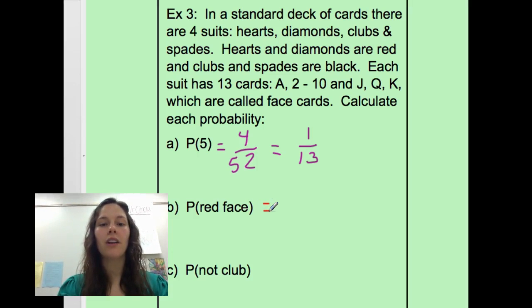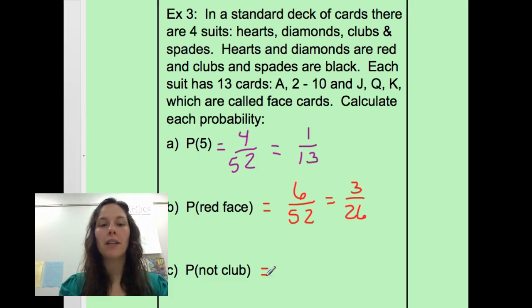Probability that it is a red face card. So we're counting the jack, queen, and king for the hearts and diamonds. So that gives us a total of 6 cards out of 52 total cards. Simplifying this, we get 3 out of 26.